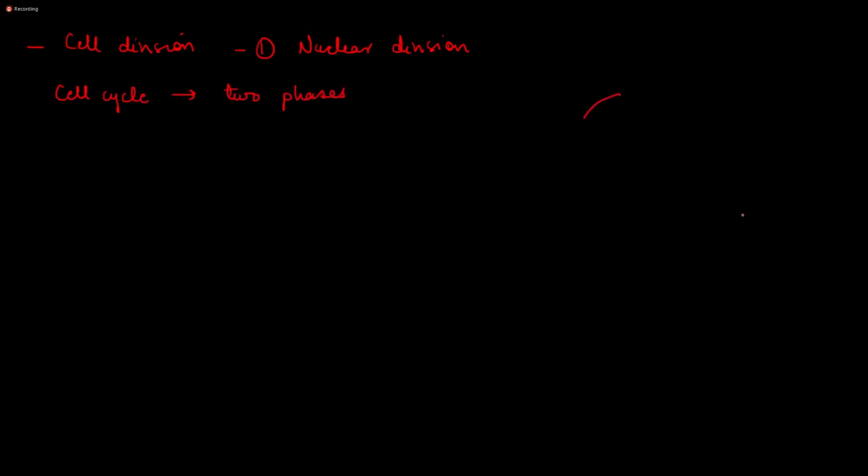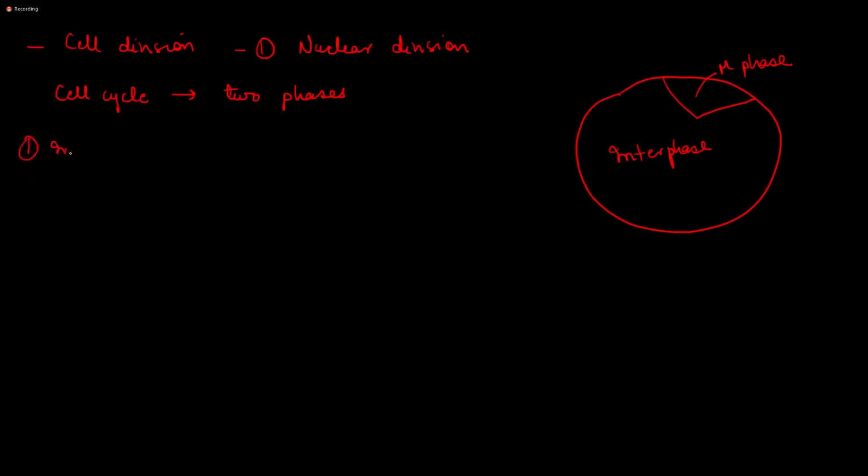Okay, so suppose this is a complete cell cycle. It has two phases, a large, time-taking interphase and a small M phase, right? So now what happens during the interphase? In this case, the cell does not divide. In this time, the cell prepares itself for the division. It makes organelles, it doubles the organelles, or it increases cytoplasmic content, but it does not divide.